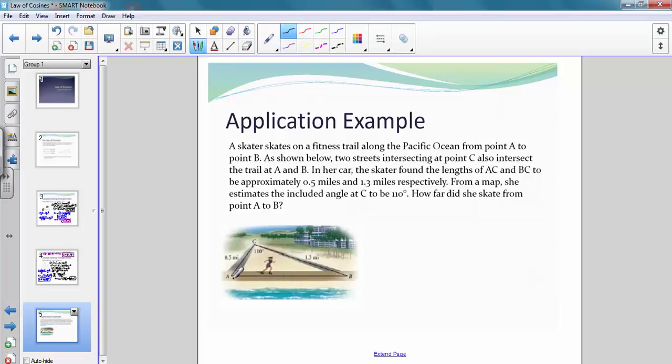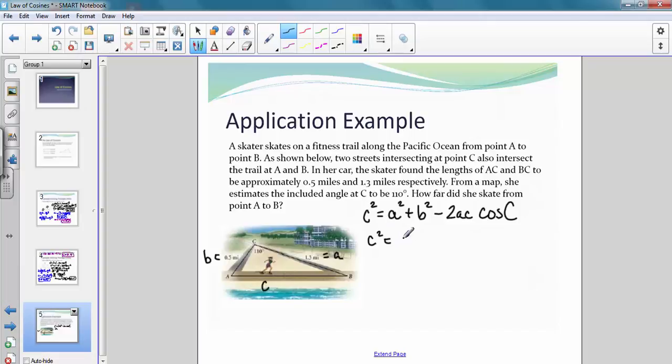So the first thing we need to do is look at our picture over here. So really what we're looking for is this side C over here. The 1.3 miles is our side A, and the 0.5 miles is our side B. All right, so I need to know what C is. So we have the equation c squared equals a squared plus b squared minus 2ab cosine of my angle C.